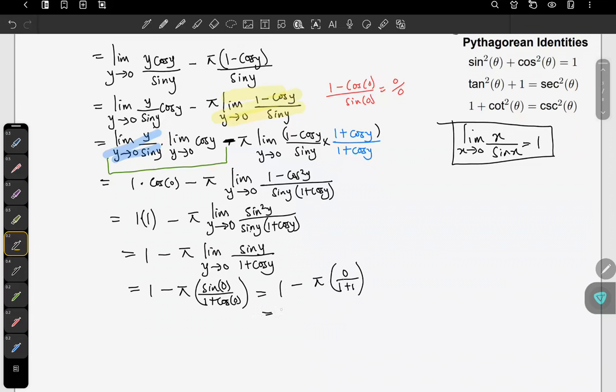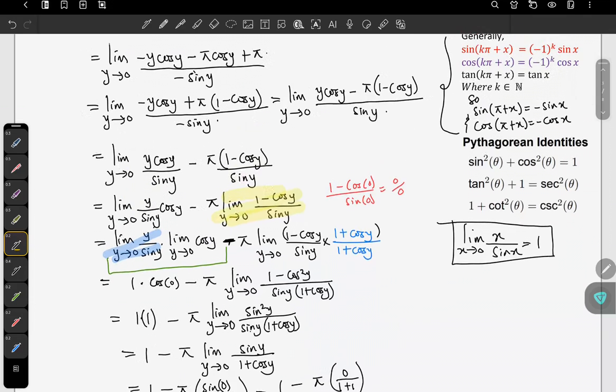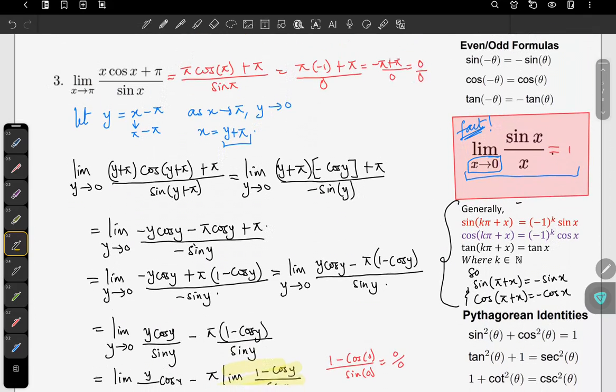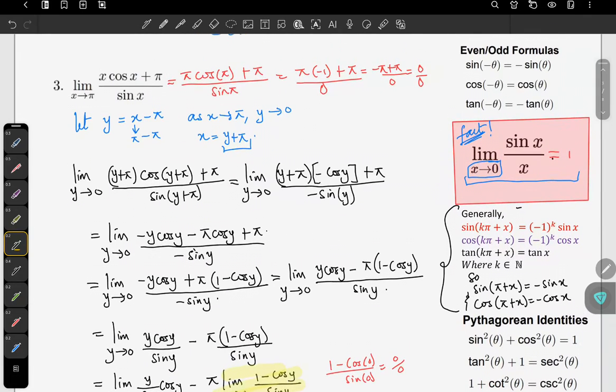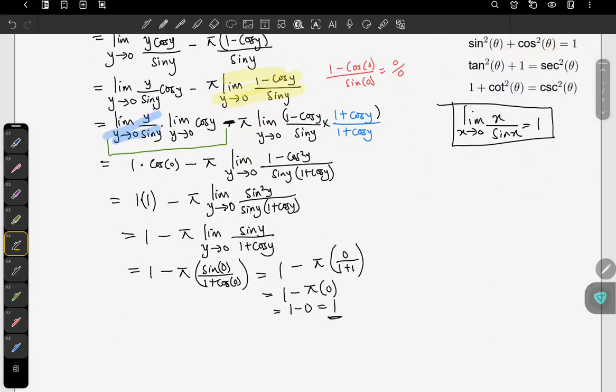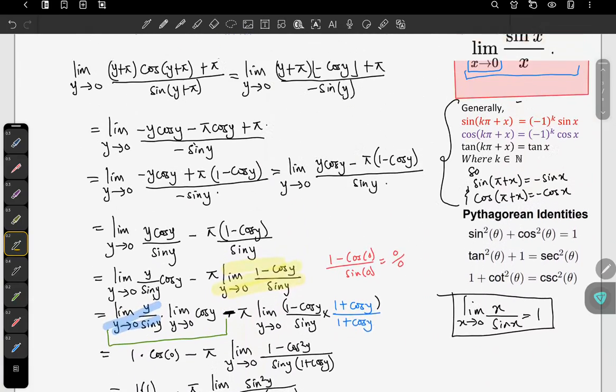So that is 1 minus pi times 0 over 1 plus 1. And of course, you know that 0 over anything is 0. That is 1 minus pi times 0. And 0 times anything is 0. That's 1 minus 0, which is equal to 1. So, as we have seen, we have totally avoided the use of L'Hopital's rule or the series expansion, and we used the Pythagorean identity.